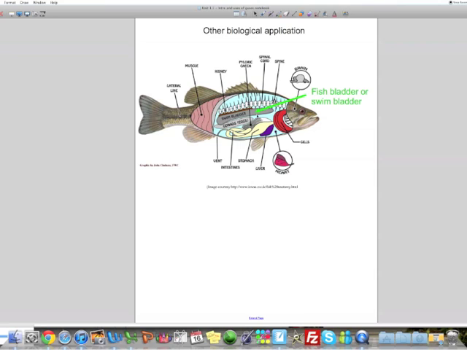So it will either fill this up and therefore change its buoyancy, making the fish lighter. The fish will go up, let's say in an aquarium or in the ocean or a lake. And when it wants to go down, it will get rid of the gas inside the swim bladder, so the fish itself becomes heavier and can swim down to a greater depth. So there you go for your fun fact, or your fact anyways.